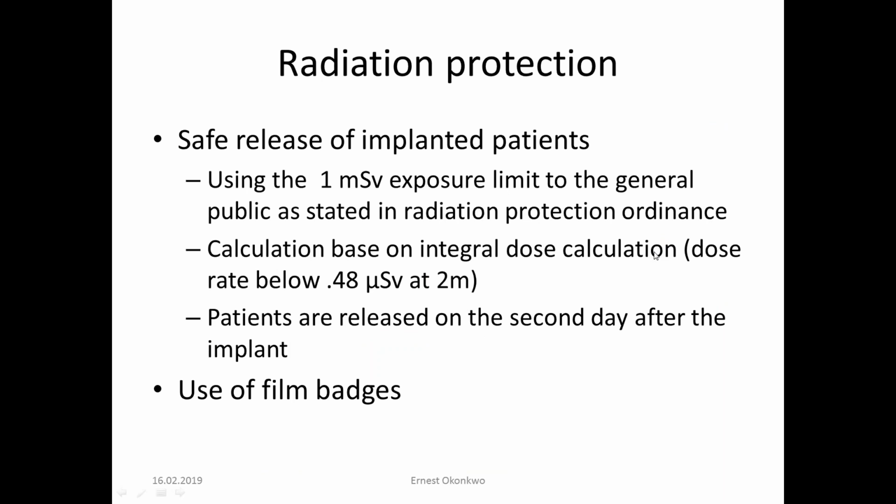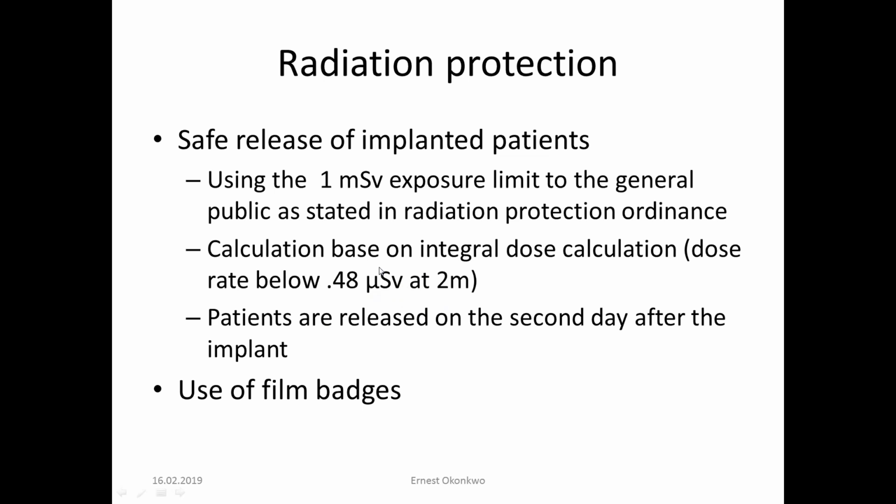Radiation protection is also an important aspect that should not be neglected. When do you want to release your patient? When is it safe to release your patients? Using the 1 millisievert exposure limit to the general public, as stated in the radiation protection ordinance, one can calculate the dose rate at 2 meters. Actually, this should be microsievert per hour. It should be microsievert per hour, not absolute.